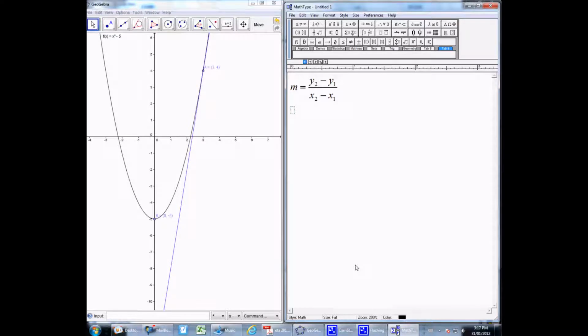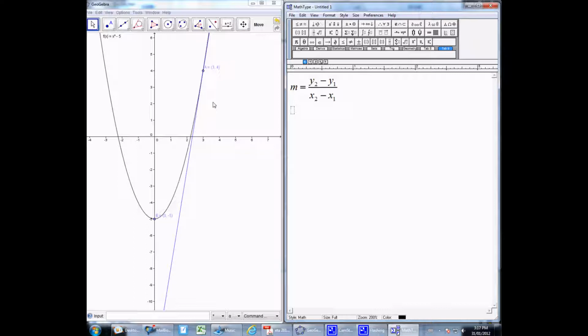In this lesson, we'll talk about finding the slope of a tangent line to a curve. Now let's say we take the function x squared minus 5. Here you can see the curve is drawn, and I picked a tangent where x equals 3 and y equals 4. And I labeled that point A.